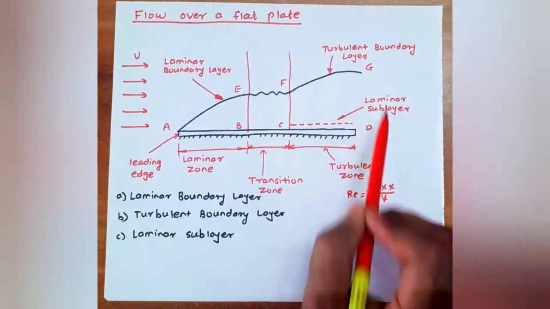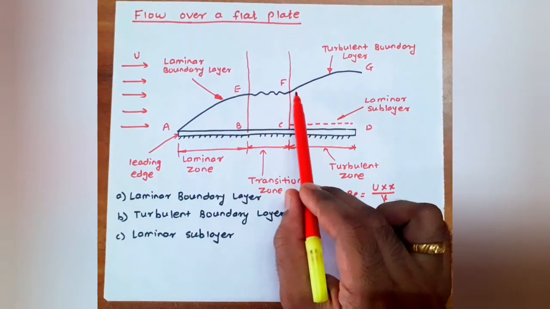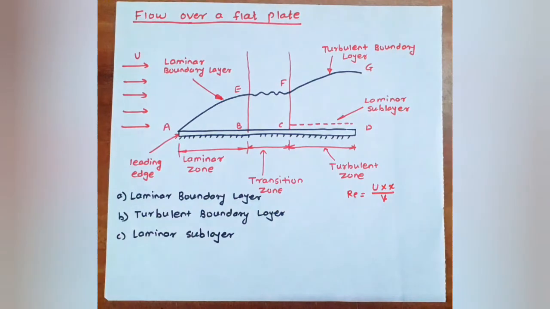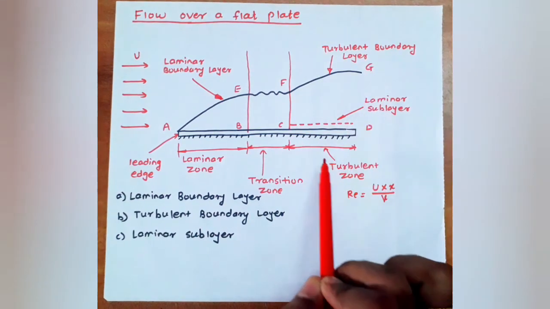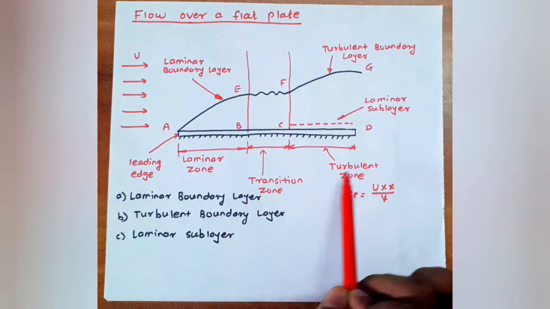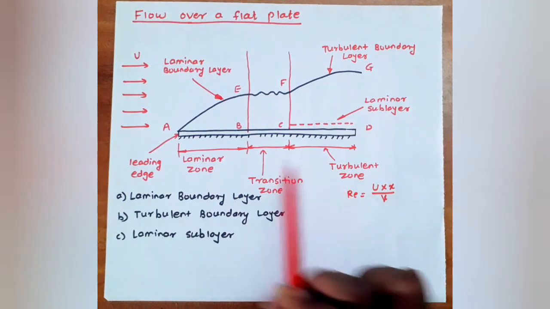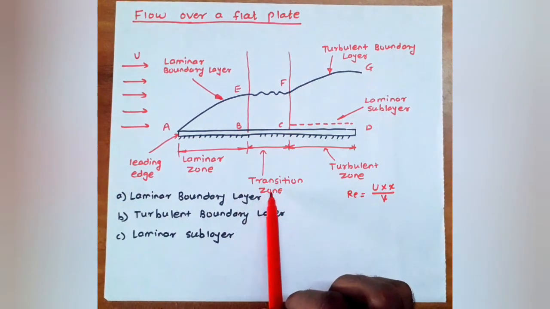After that, the turbulent zone starts, and the boundary layer thickness is continuously increasing. Further downstream of the transition zone, the boundary layer is turbulent and continues to grow in thickness. This layer of boundary is called the turbulent layer, which is shown by the portion FG. So FG is the turbulent boundary layer region, and this C to D zone is nothing but the turbulent zone. B to C zone is known as the transition zone.